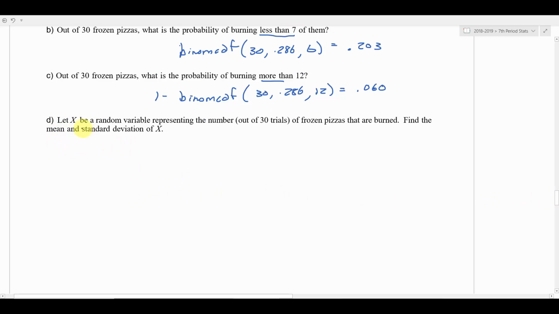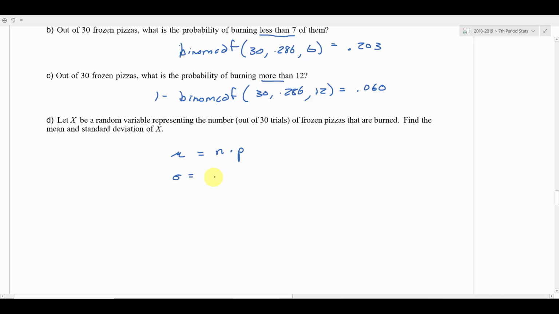So it says, let x be a random variable representing the number out of 30 trials of frozen pizzas that are burned. Find the mean and the standard deviation of x. Yeah, that's no problem. So if you look through your notes, before we went on this extended spring break of ours, we talked about quick ways to calculate the mean and the standard deviation of a binomial distribution. And the mean was real simple. If we just do the number of trials times the probability of success, that was the same thing as an expected value, and that would give us our mean.